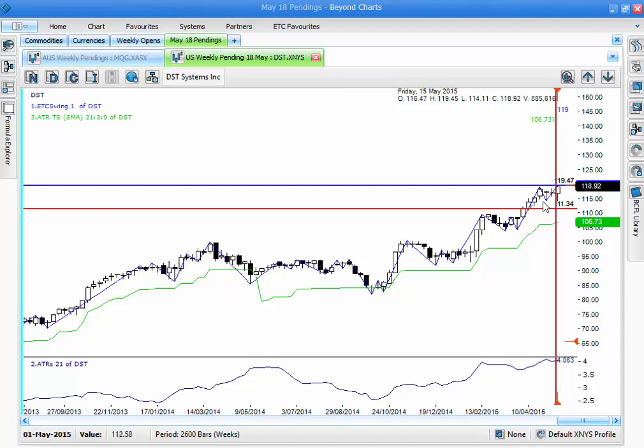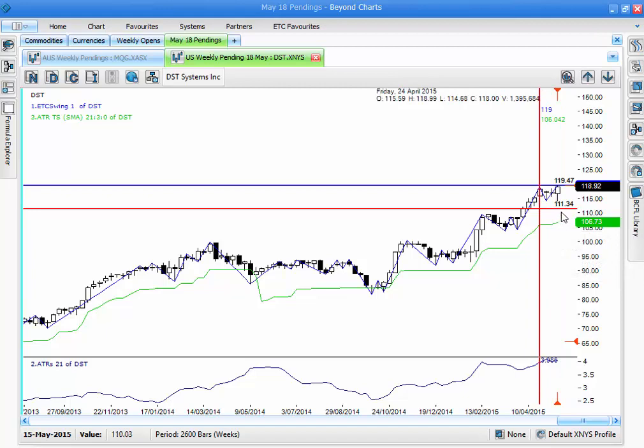Protective stop at least 0.5% below our last medium term trough and outside of 2 ATRs has our protective stop at 111.34. So that's DST on stop at 119.47 with a limit to $120.21 and protective stop there at $111.34.